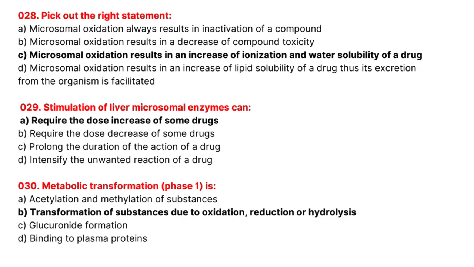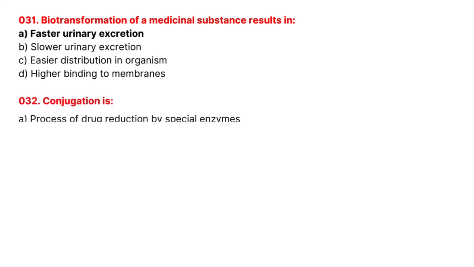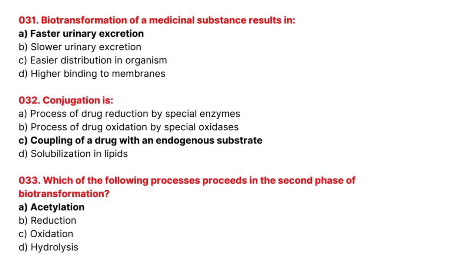30. Metabolic transformation, phase 1, is A. Acetylation and methylation of substances. B. Transformation of substances due to oxidation, reduction or hydrolysis. C. Glucuronide formation. D. Binding to plasma proteins. Answer is B. 31. Biotransformation of a medicinal substance results in A. Faster urinary excretion. B. Slower urinary excretion. C. Easier distribution in organism. D. Higher binding to membranes. Answer is A.